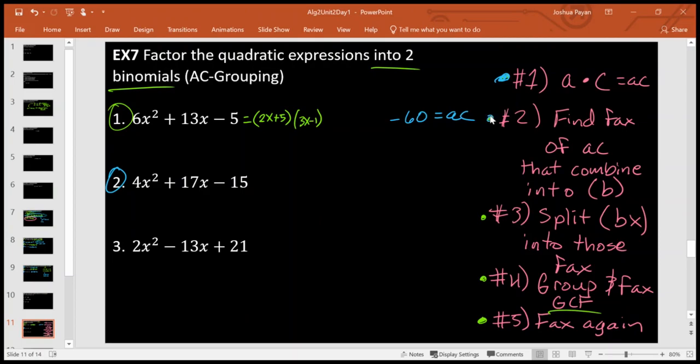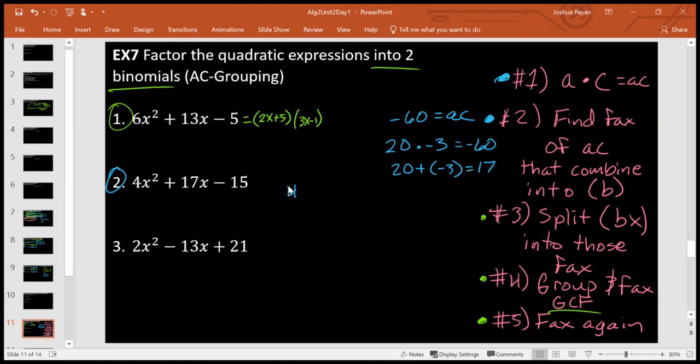Okay, then we need to find the factors of AC that combine into B, so that 17. So what are the factors of negative 60 that multiply into negative 60, obviously, and that also combine into a positive 17? Well, that's going to be positive 20 and negative 3, right? 20 times negative 3 gives me negative 60. 20 combines with negative 3 to give me positive 17, and that's exactly what I need.